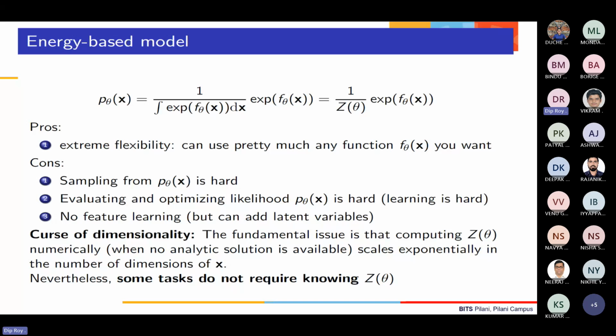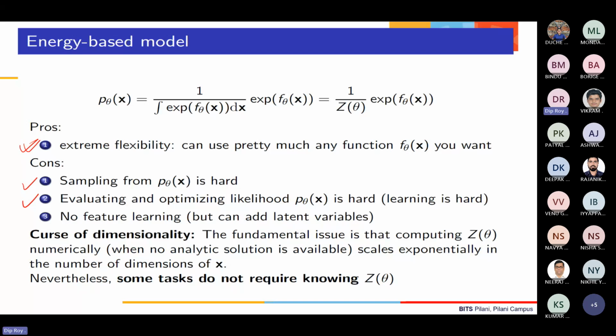Okay. And there is no feature learning, but yes, there are certain workarounds by which we can get over it. So while on one side we are saying that this will give extreme flexibility, on the other side we are saying that two of the most important functions that we expect out of a model, sampling and learning, are very hard. So what can we do?